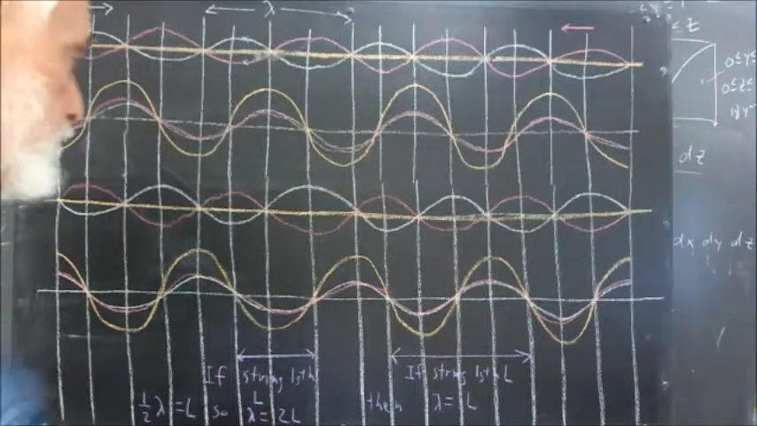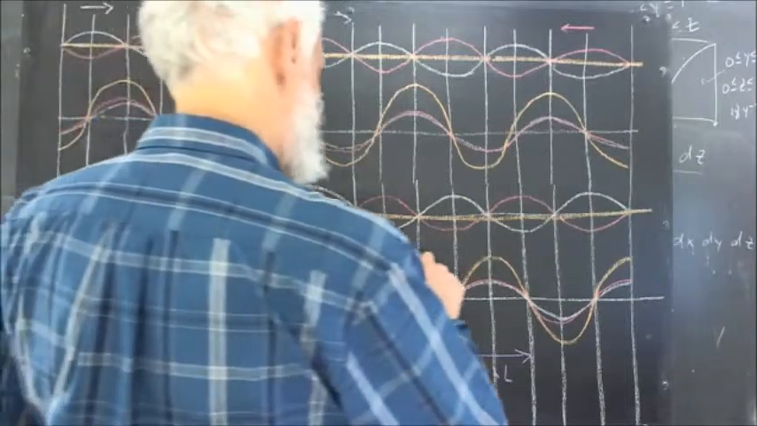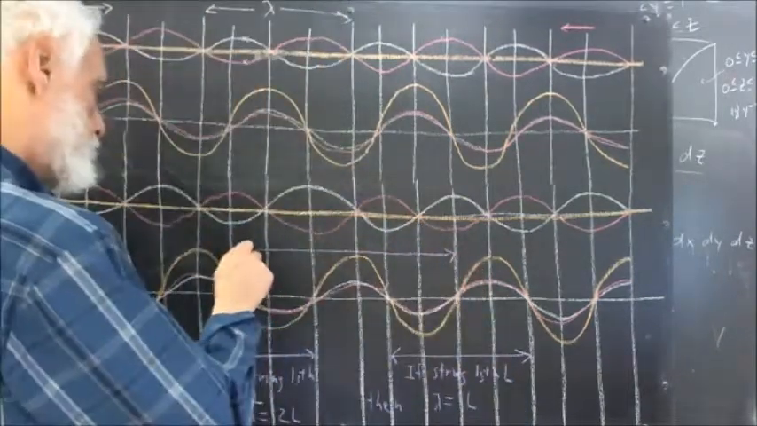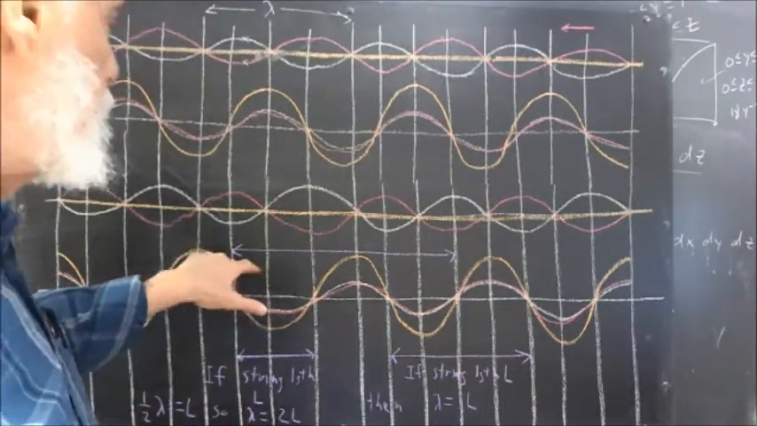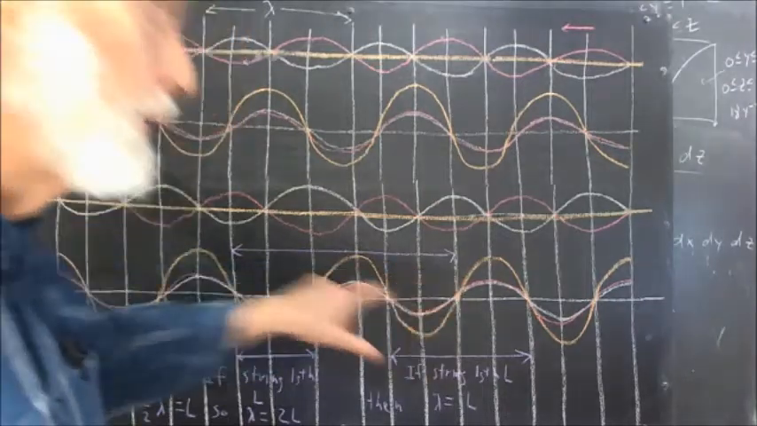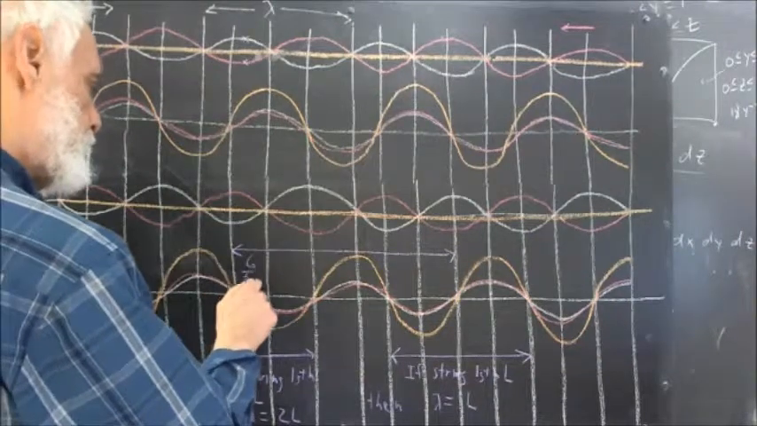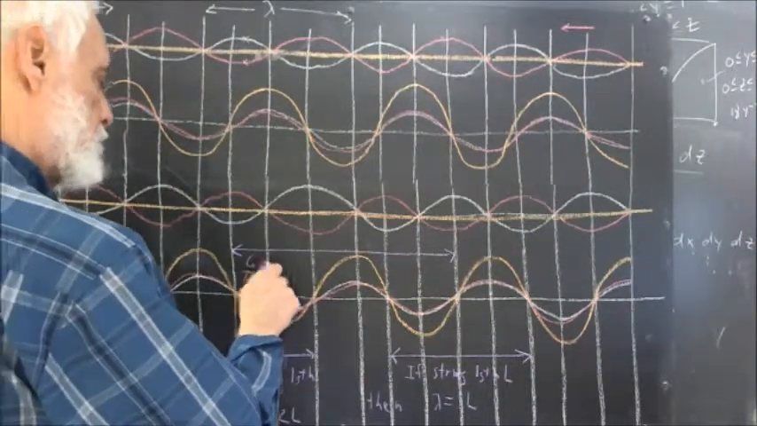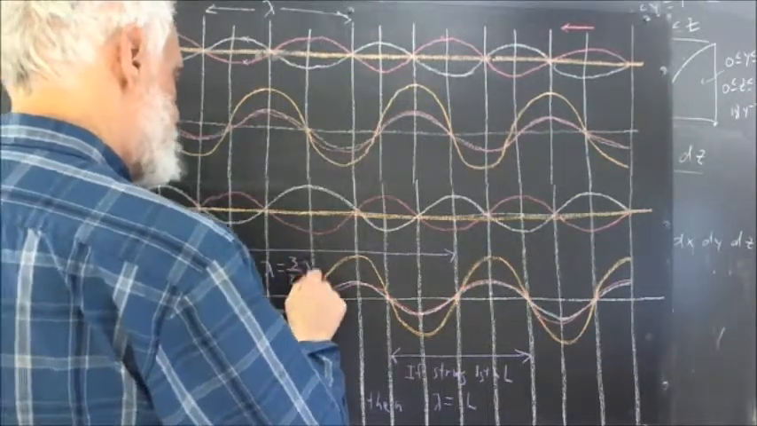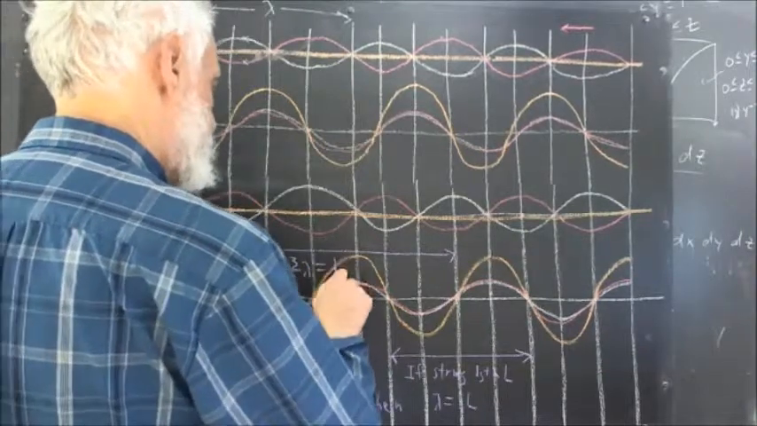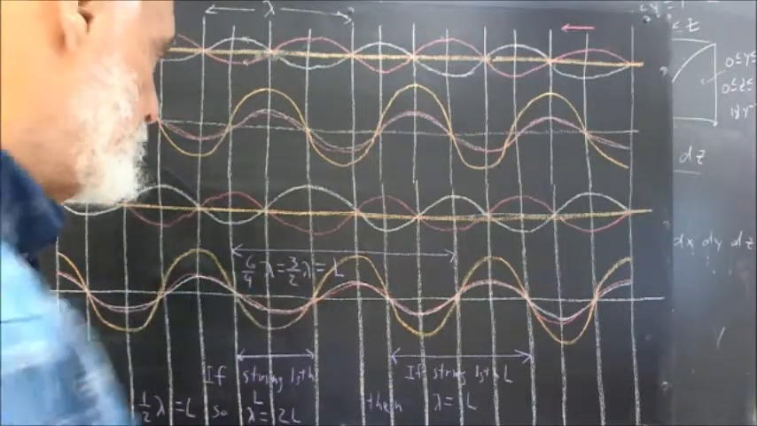Now, if a string of length L was to span, let's say, from here to here, then you would have what? You would have 1, 2, 3, 4, 5, 6 quarter wavelengths. 6 quarters is 3 halves. So 6 quarters of the wavelength, which is 3 halves of the wavelength, is equal to L, the length of the string. So that lambda is 2/3 L.